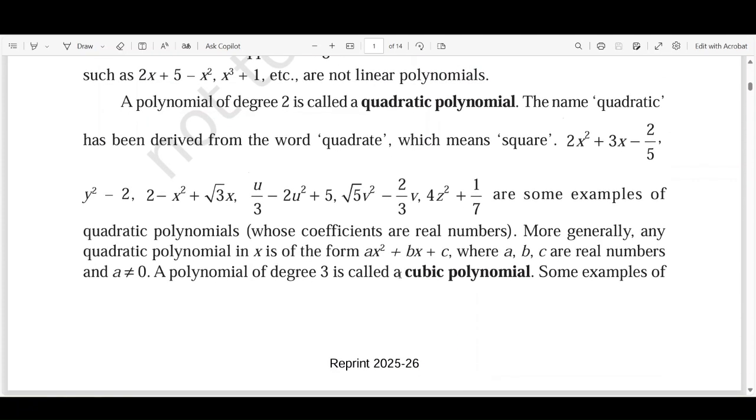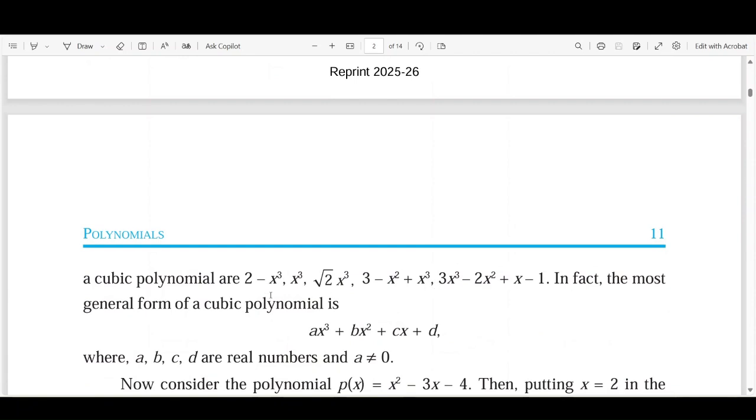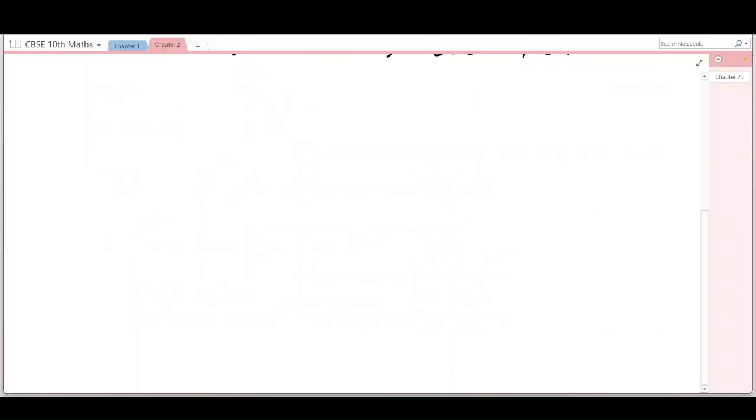So, similarly, if we have the highest degree to be 3, we call that polynomial a cubic polynomial. And here they have given a few examples. The highest degree in all the polynomials is 3. Therefore, we call these polynomials cubic polynomials. And the general form of all these polynomials is given as, first one, linear polynomials. The general form is ax plus b, provided a is not equal to 0, because if a is equal to 0, then the degree will become 0. Therefore, this is not a linear polynomial.